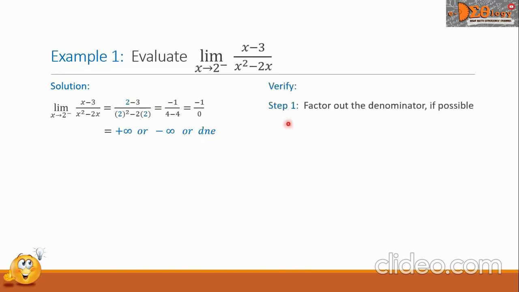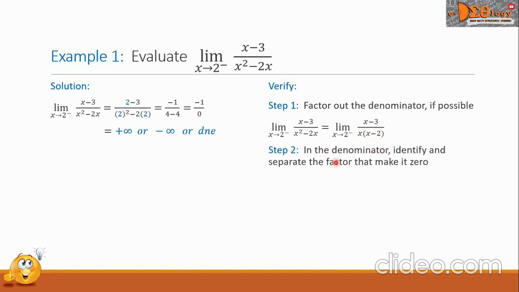For step 1, let us factor out the denominator if possible. Let us copy again our problem here. We can see that the denominator can be factored out into x times the quantity x minus 2.